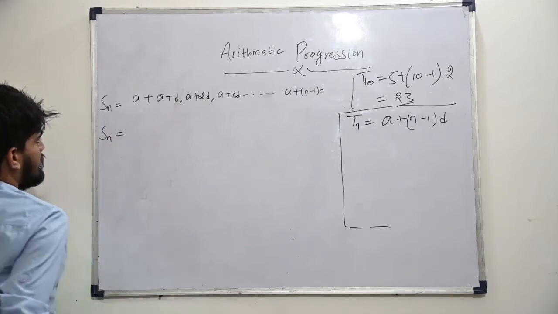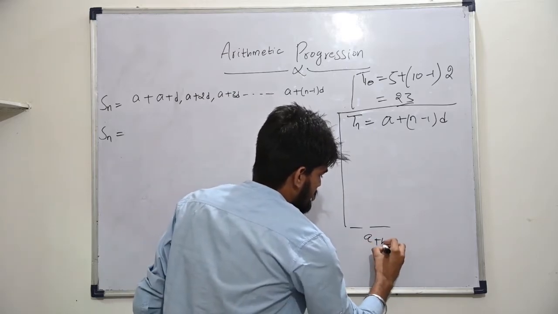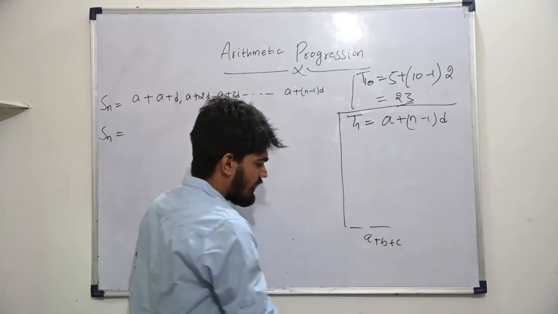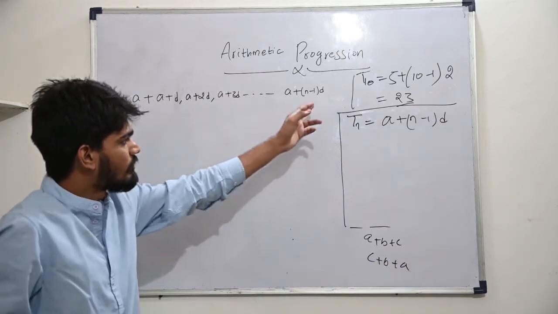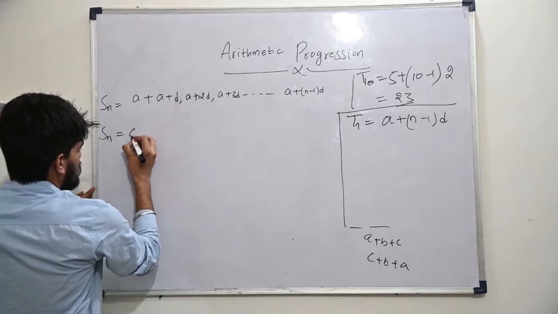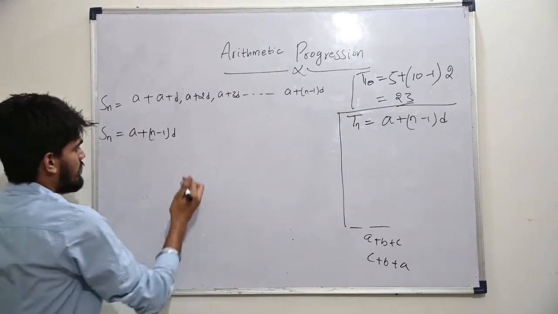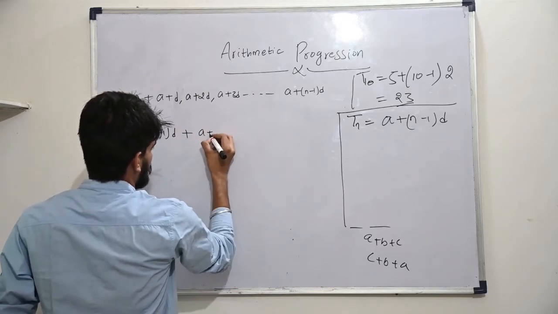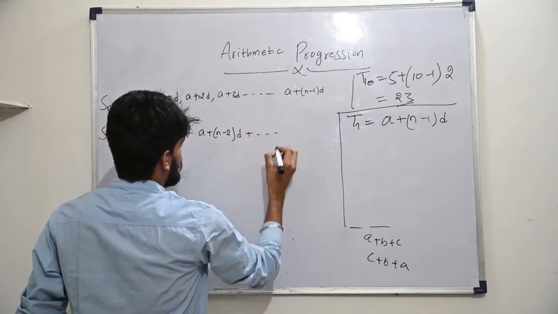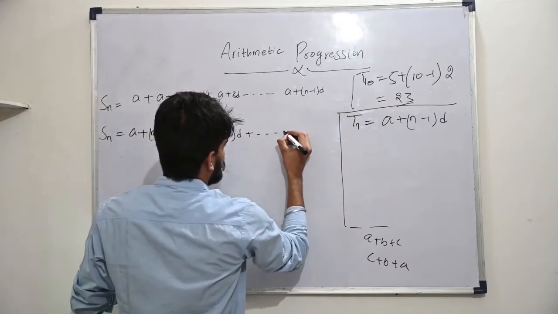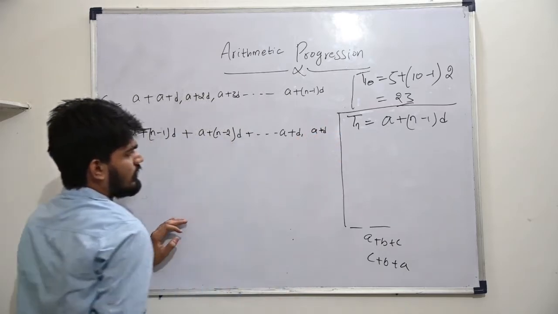So students, I know this one small property. If I write A plus B plus C, or I write C plus B plus A, it's the same thing. That's what I'm going to do here. So I write A plus n minus 1 D, I'll write it in reverse. The next term will become A plus n minus 2 D. The same way, now we'll go in reverse, so at the last it will become A plus D, then A.